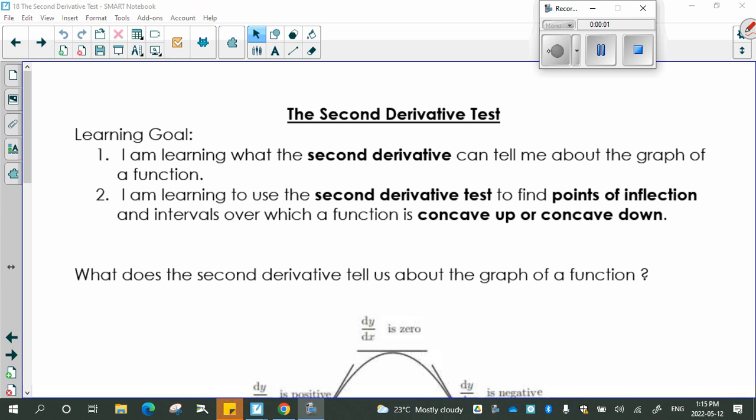The second derivative test. And we're going to learn what the second derivative test can tell you about the graph of a function. Okay? And we're learning to use a second derivative test to find points of inflection.